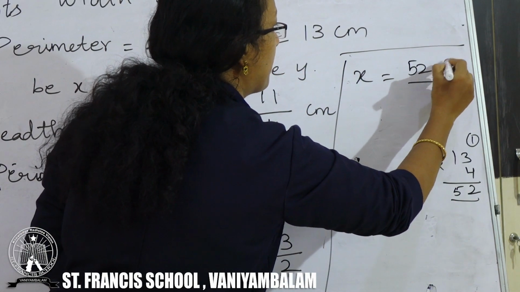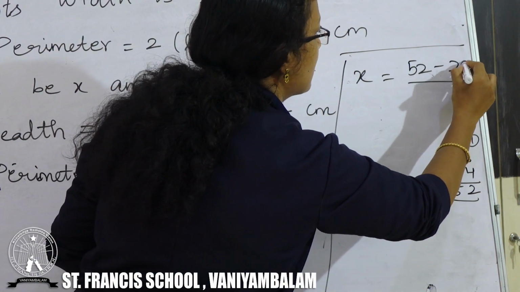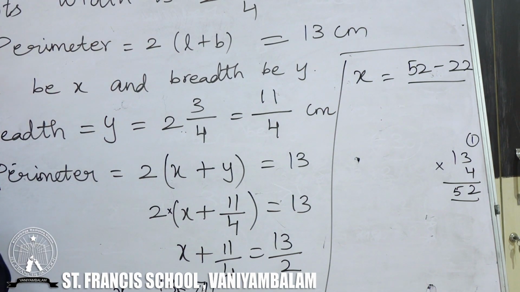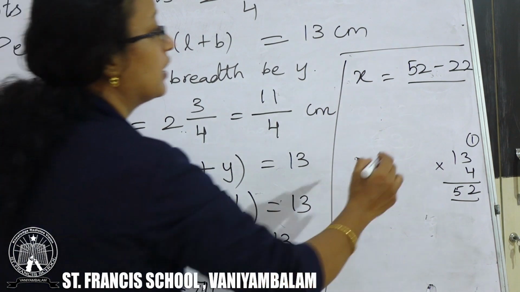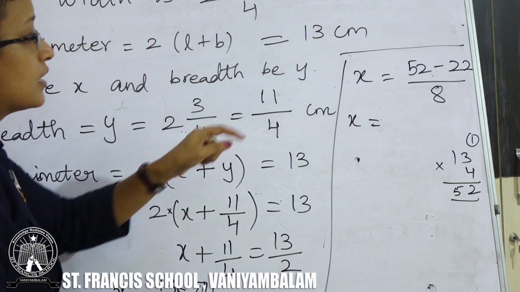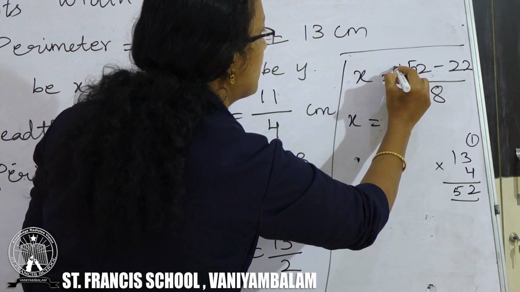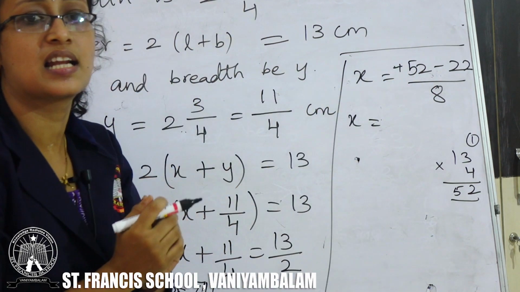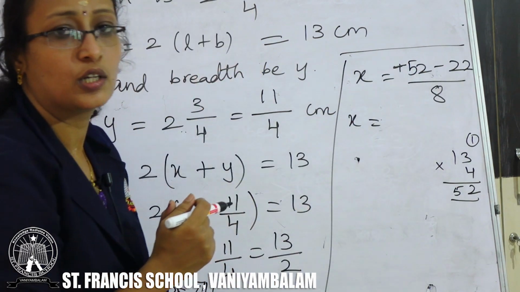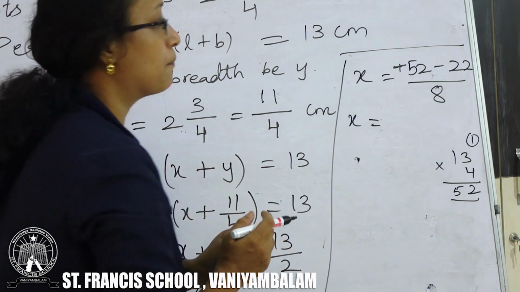So what is your 13 into 4 is? 52. Minus. Then 2 into 11. 2 into 11 is 22. 22 divided by, what is your denominator? Just multiply. 2 into 4 is 8. So x is equal to, symbol, just check the symbol first. 52 symbol is, if there is no symbol, consider it as plus. So plus 52 minus 22, symbols are different, so subtract it and put the greater number symbol.